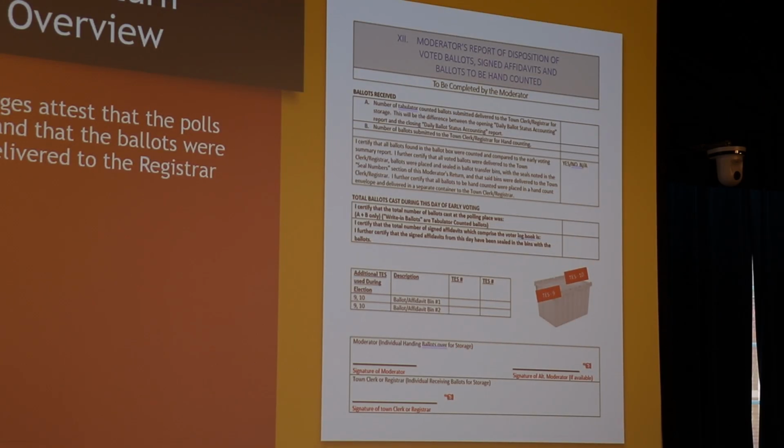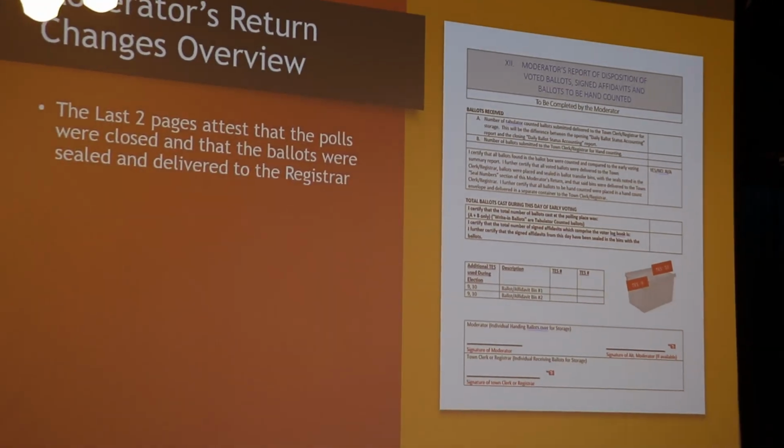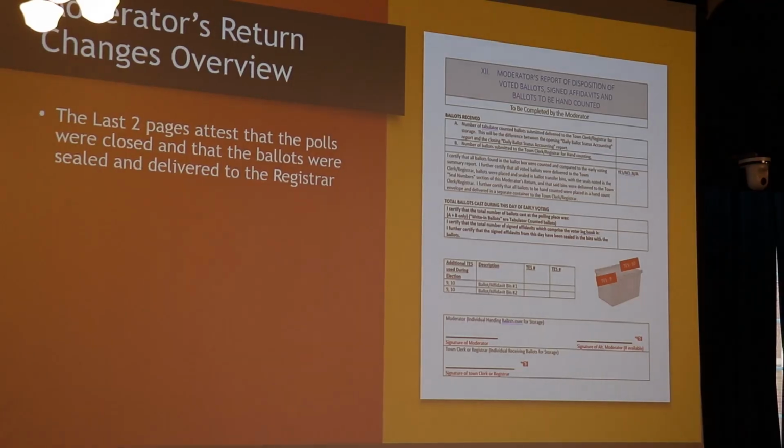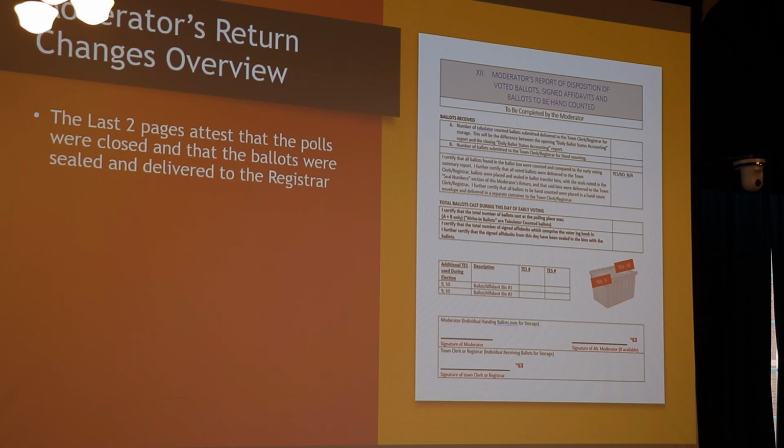Okay, the last 2 pages, this is where we start getting into some slight changes, and I'll slow down here a little bit. Attest that the polls were closed and the ballots were sealed and delivered to the registrar. So, brief overview of what's happening here.